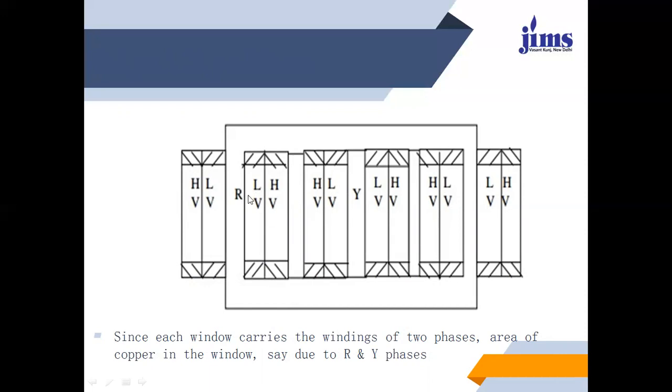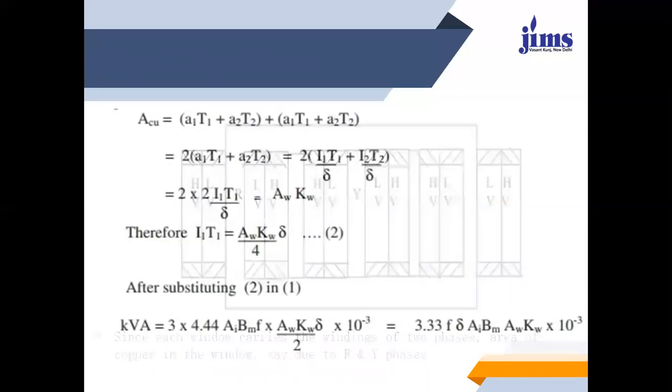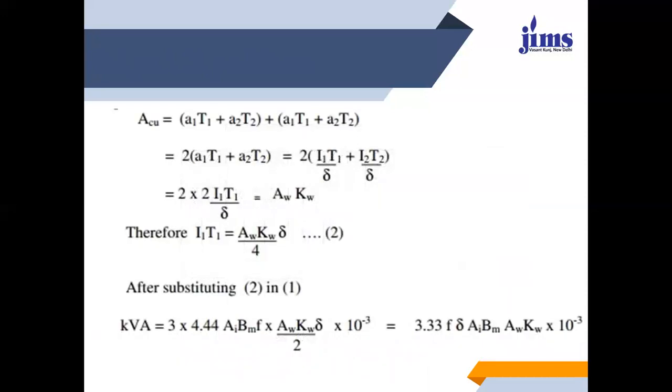There is an LV and HV winding. For the Y phase there is an LV and HV winding, and for the B phase there is an LV and HV winding connected over here. And the area of copper in the window is shared by the R and Y phases. This will be the copper loss which we derived in the first equation.